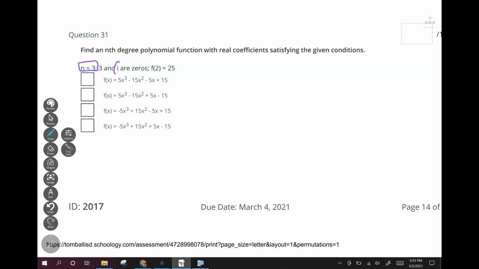Well, if i is a 0, then its complex conjugate, negative i, should also be a 0. So 3, i, and negative i are my 3 zeros. So I'll have f of x, just writing that in factored form, equals x minus 3, x minus i, and x plus i.